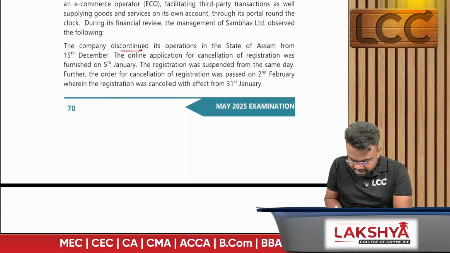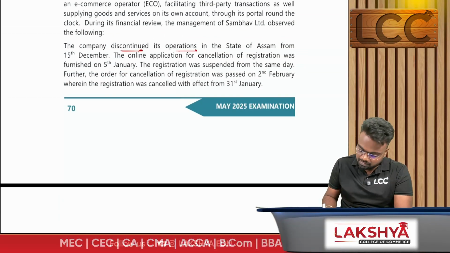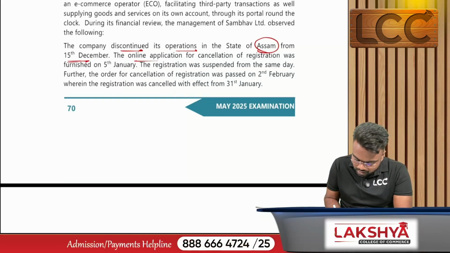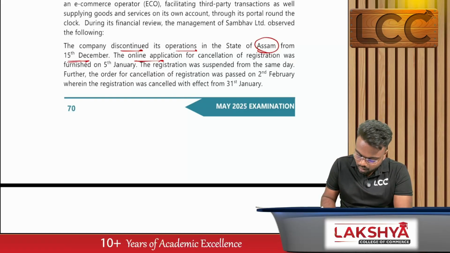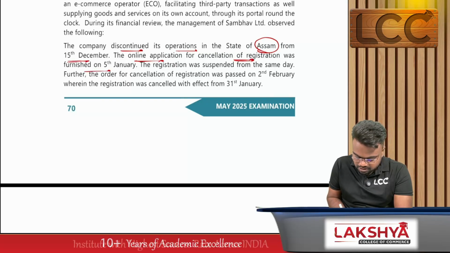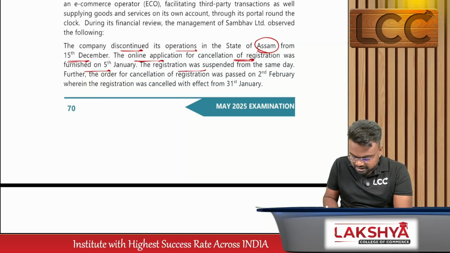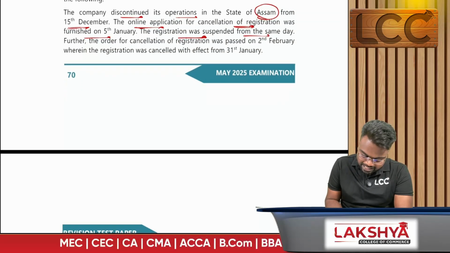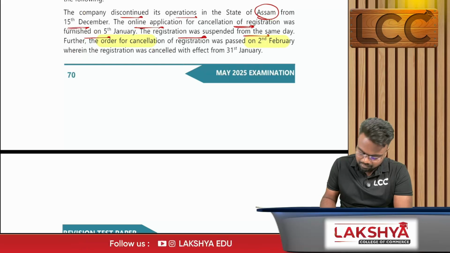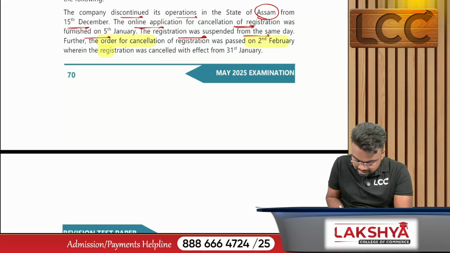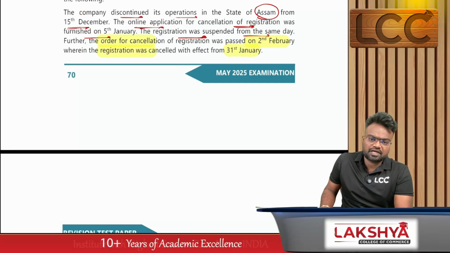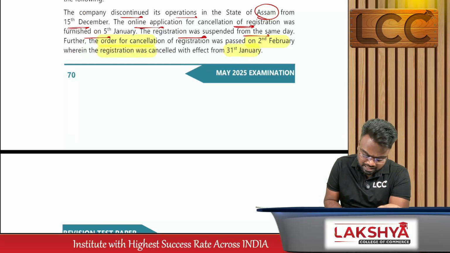The company discontinued its operations in the state of Assam from 15th December. Okay, the online application for cancellation of registration was furnished on 5th January. The registration was suspended from the same day. Okay, the order for cancellation, this is important, was passed on 2nd February, where the registration was cancelled with effect from 31st January. So whichever is later, what is the latter date?